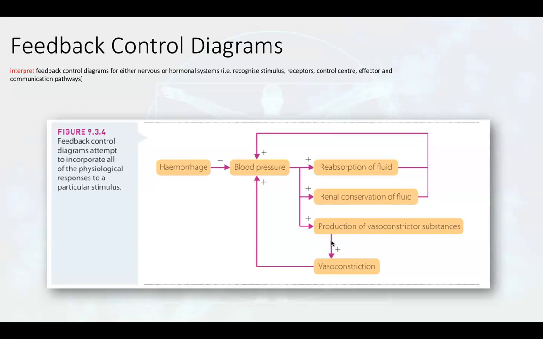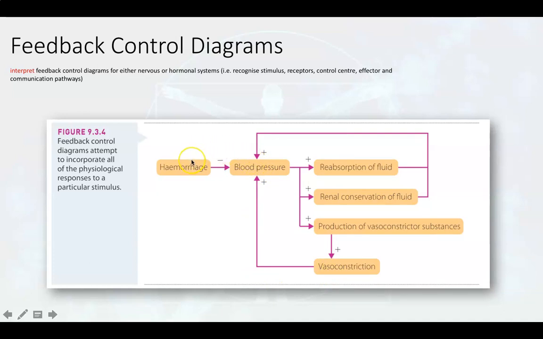Then thirdly, we have production of vasoconstrictor substances. So that's these substances that are going to cause our blood vessels to constrict. That means make them more narrow. And if we have the same volume in our vessels, but we make those vessels more narrow, what that is going to do, vasoconstriction, is also going to, there we go, increase our blood pressure. And that's how we make sense of this.